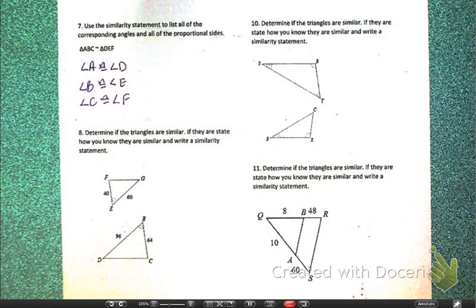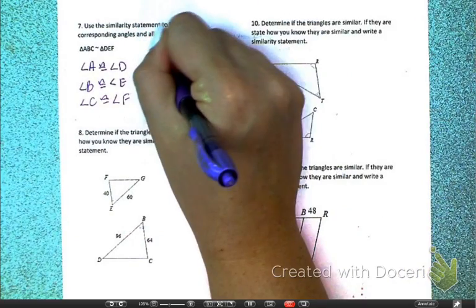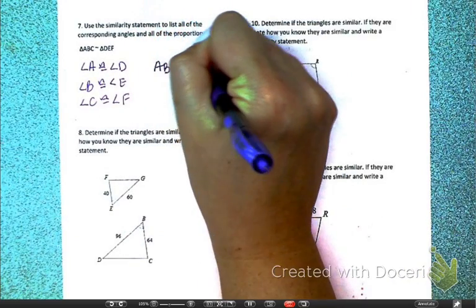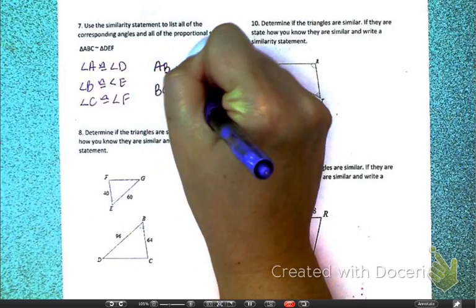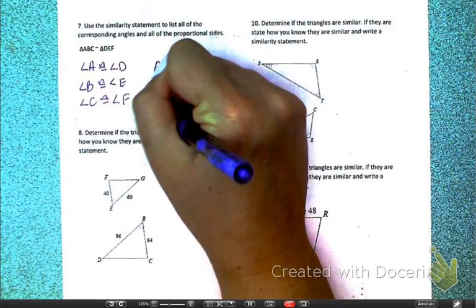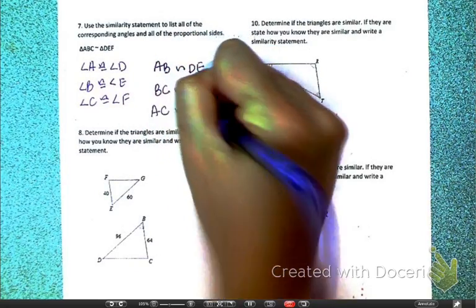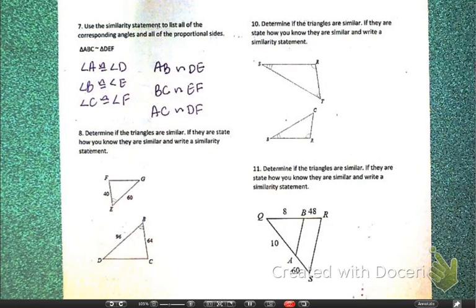Now you also need to do sides. So AB is similar to DE. BC is similar to EF. And AC is similar to DF. If your letters are out of order, that's okay. You may have different letter combinations. You just have to be consistent. Questions on that one?